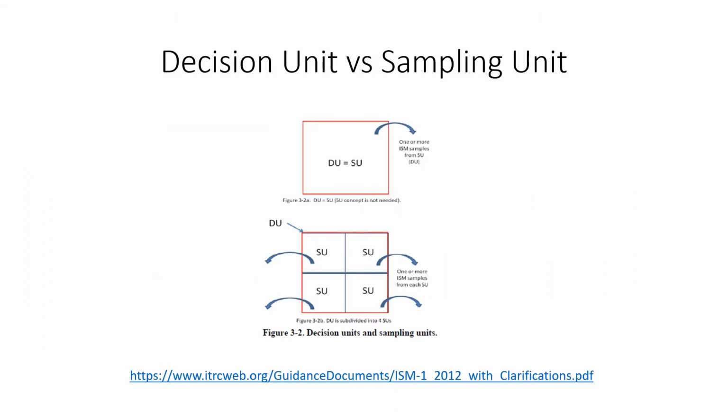Sometimes a distinction is made between a decision unit and a sample unit. Usually, these are the same as indicated in the top figure. The decision unit, the area for which a decision is being made, is the same area that is being sampled. In the bottom figure, a decision is being made in the same area, but smaller areas, sampling units, are being sampled to provide additional information. This is distinct from an area with multiple decision units, which are being sampled separately and for which decisions will be made separately.